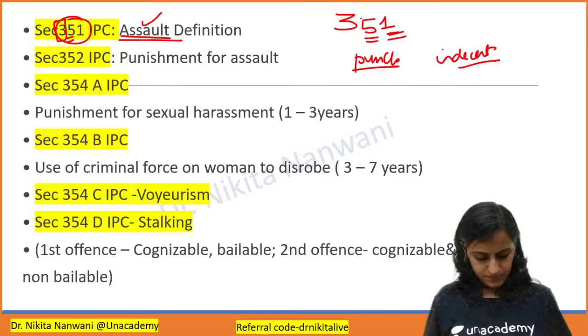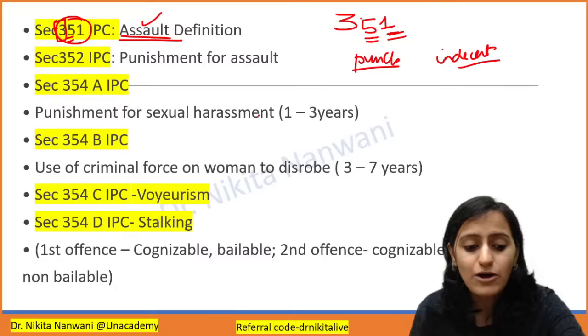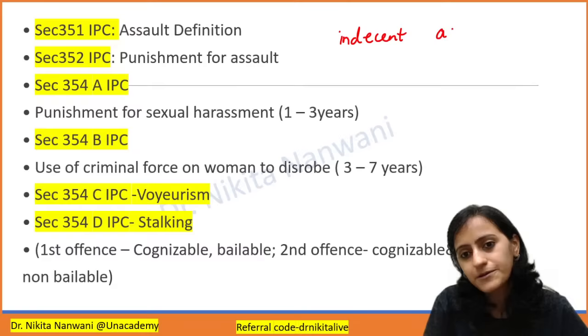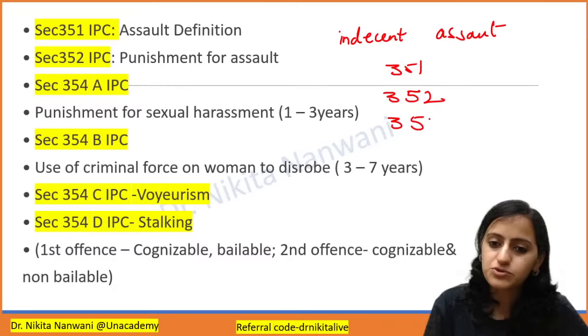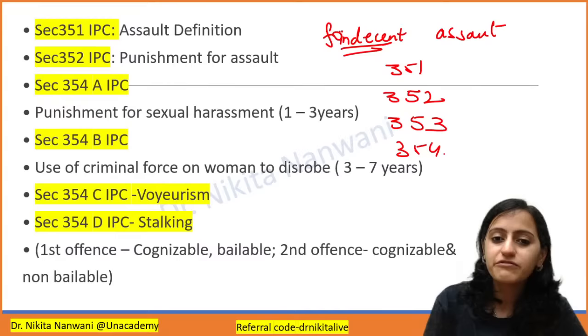Okay. So 351 we said is assault. Punching someone becomes your assault. Now think logically and tell me what will be your indecent assault. If the question is indecent assault, is it IPC 351, 352, 353 or 354? What will be the IPC for indecent assault? Indecent means again your foul. Okay, foul assault. Foul is number 4, that is 354.